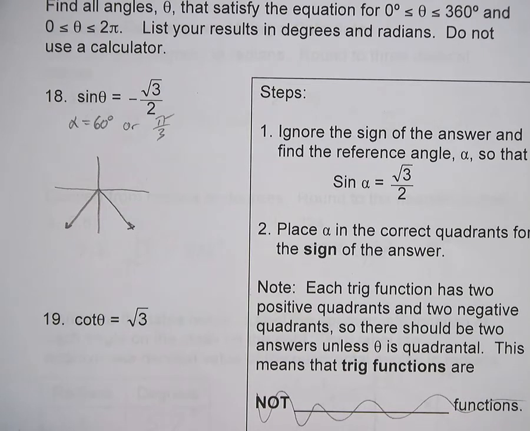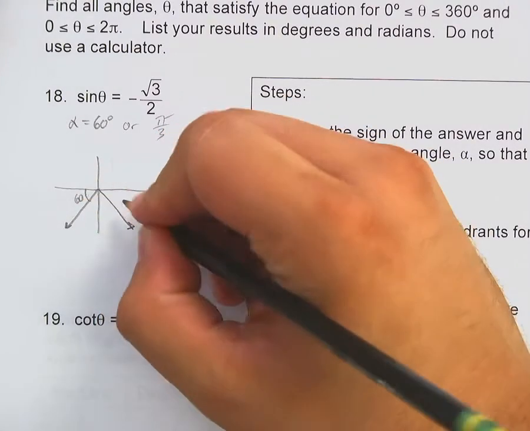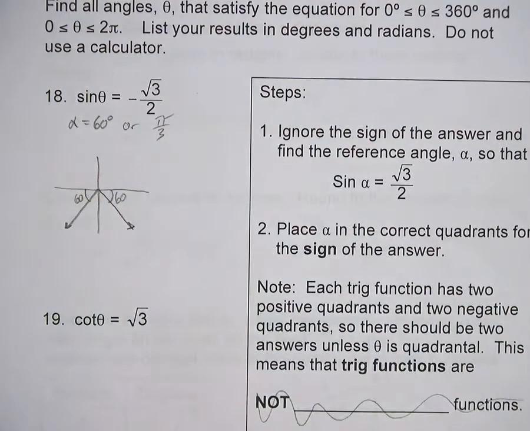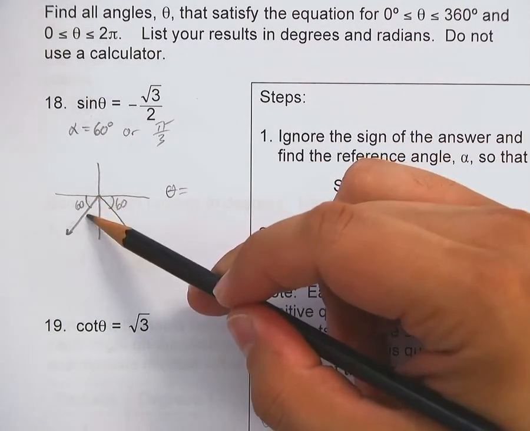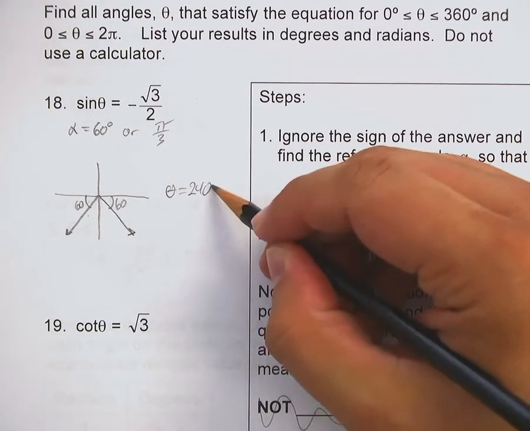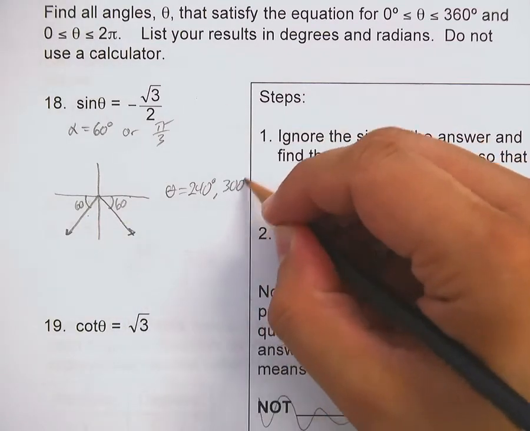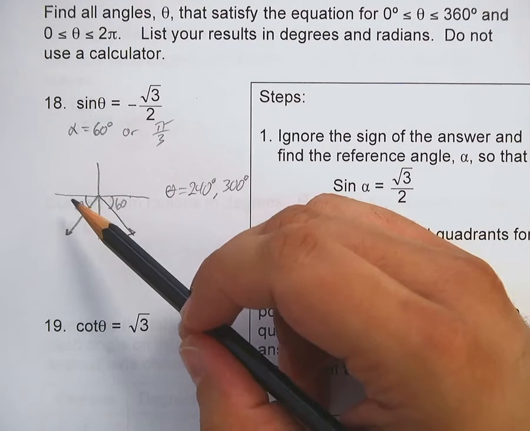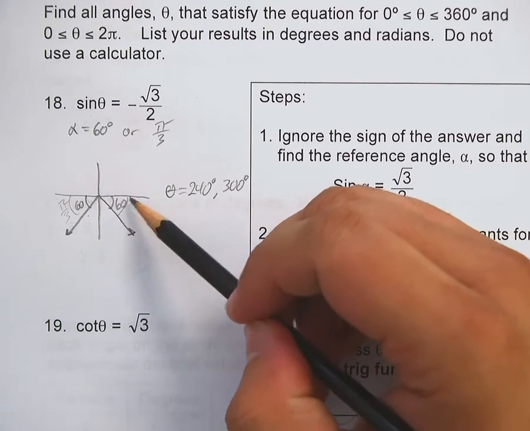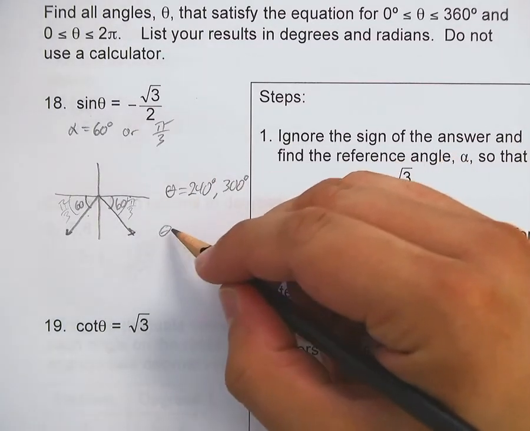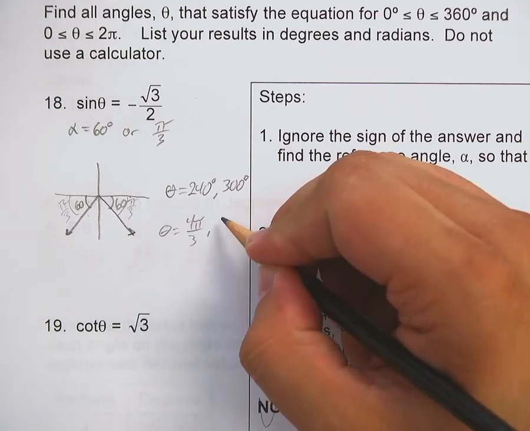Now think about this for a second. If your reference angle is 60, and your reference angle is 60, what are the measures of those angles? You've got 180 plus 60, which is 240. Then you've got 360 minus 60, which is 300 degrees. Or you could call it pi over 3. If this was pi over 3 and pi over 3, you have 4 pi over 3 and 5 pi over 3.